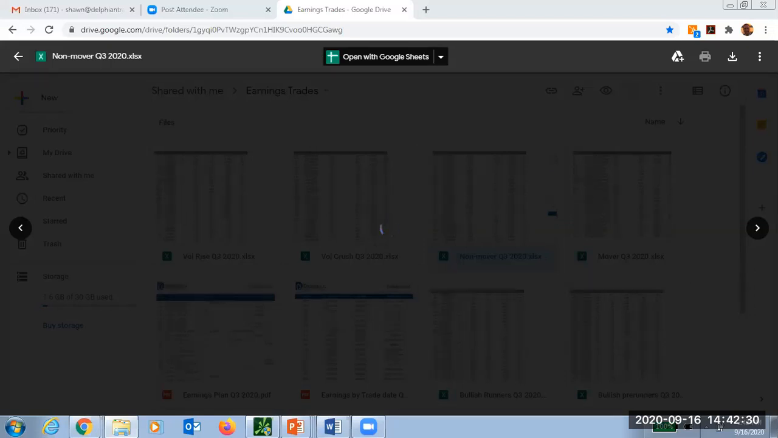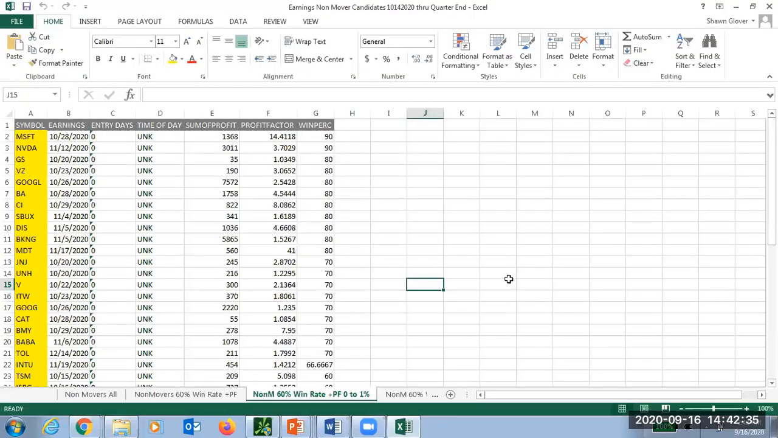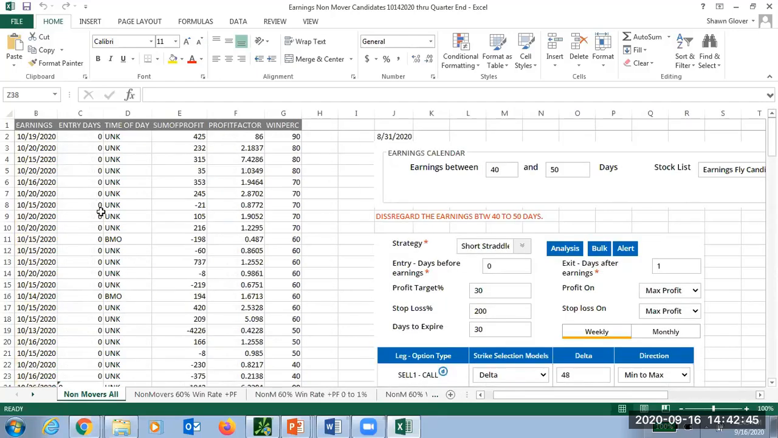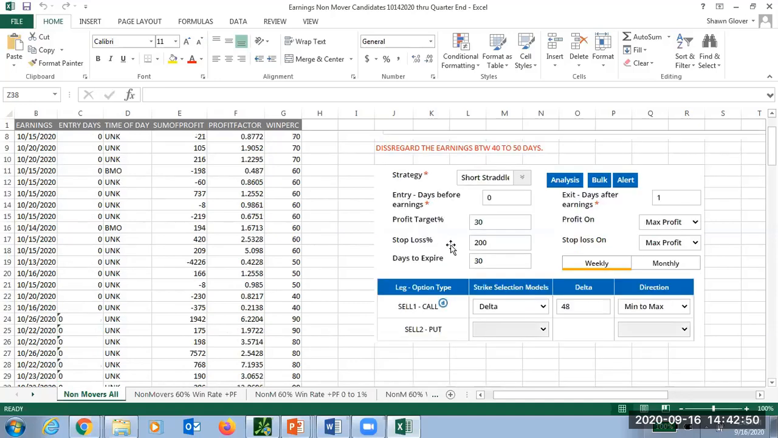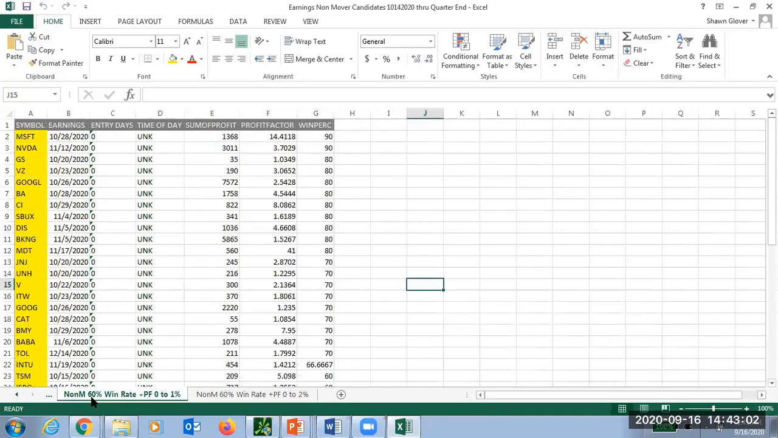So the non-movers. Here's some of the non-movers that I looked at. This is how Josh kind of set his up, and I set mine up in a similar way as well, using the short straddle. We were talking about that. We can test it using the short strangle as well if you wanted to do so. I ran mine with a little bit different scenarios. So I was looking at a win rate of 60% with a positive profit factor, and I used a bid-ask spread on some of mine as well.